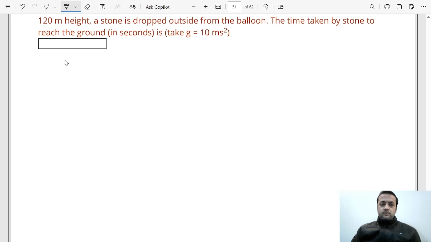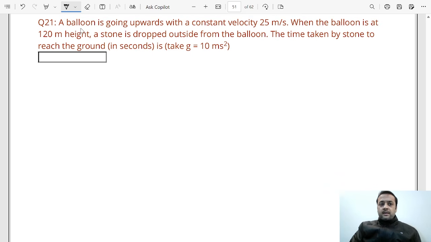Very easy question. I think you all must have done this. Here, a balloon is going upward with a constant velocity of 25 meters per second. When the balloon is at a height of 120 meters, a stone is dropped from the balloon. The time taken by the stone to reach the ground. Again, a simple question from vertical gravity.